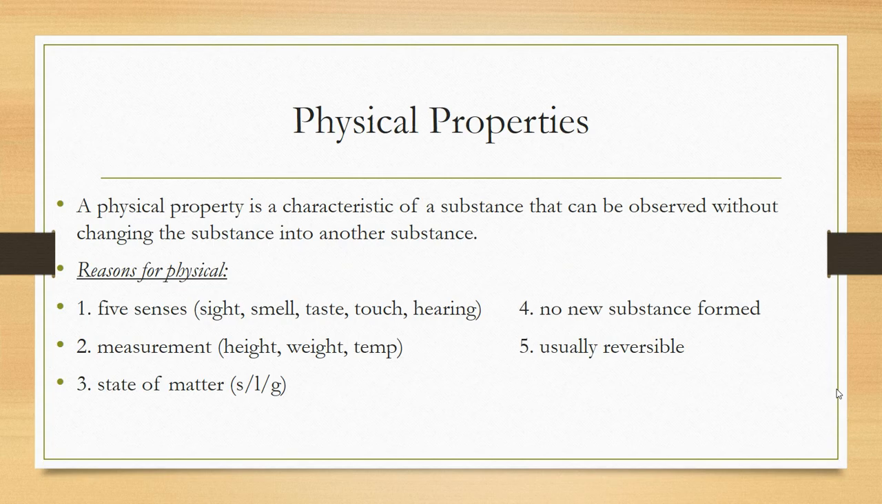So we're going to work on identifying physical versus chemical properties of matter today. We learned how to classify matter last week, and now we're going to start to work on how we can describe it. Physical properties are ways of describing matter. You can use your 5 senses to identify a physical property. You can measure things like its height, its weight, its temperature. Understanding what state of matter it is also helps decide physical properties.